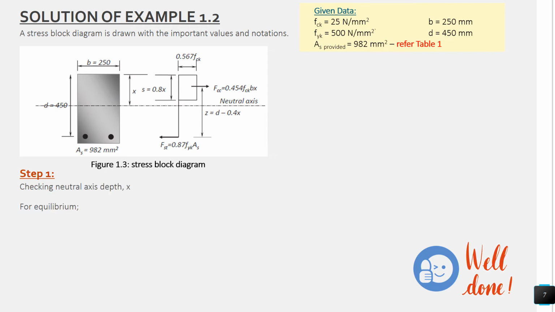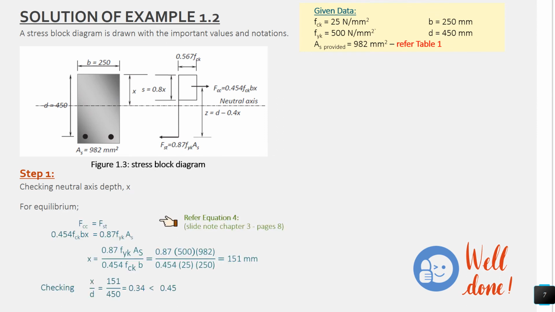Using the concept of equilibrium with reference to equation 4, compression force of concrete, Fcc, equals tension force of steel, Fst. 0.454 fck b x equals 0.87 fyk As. Rearrange the equation, so x equals 0.87 fyk As divided by 0.454 fck b. 0.87 times 500 times 982 divided by 0.454 times 25 times 250 and the answer is 151 millimeters.